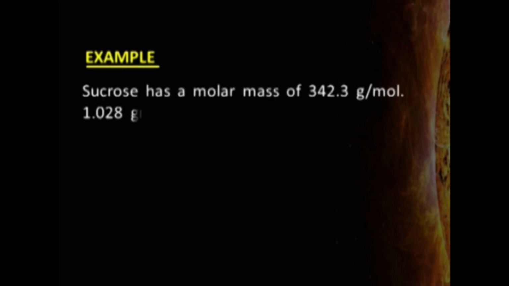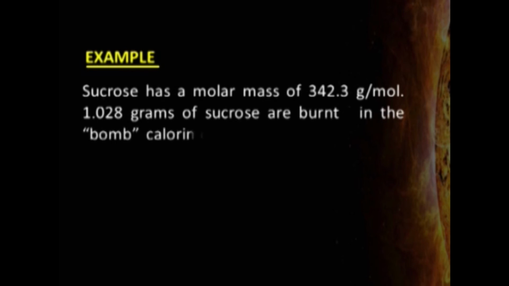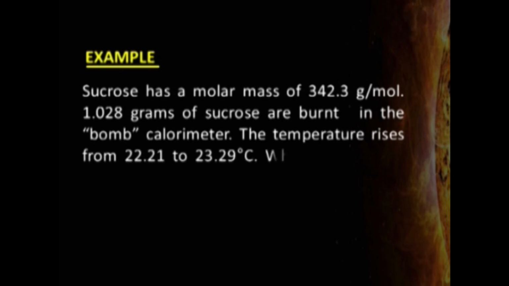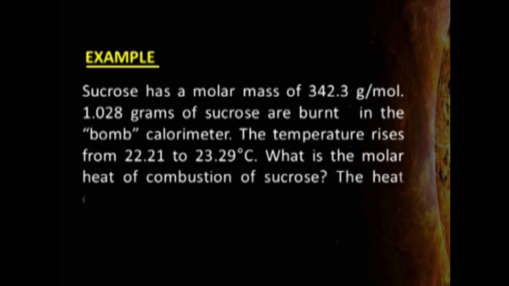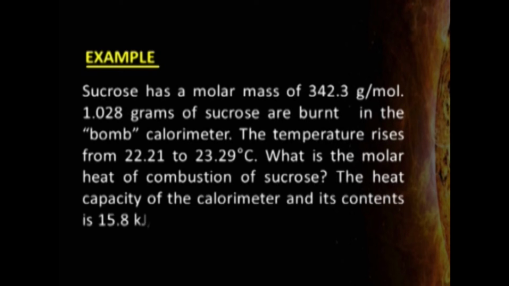After you determine the heat capacity of the calorimeter, you can find the heat of combustion of any of the substances. For example, sucrose has a molar mass of 342.3 grams per mole. 1.028 grams of sucrose are burned in the bomb calorimeter. The temperature rises from 22.21 to 23.29 degrees Celsius. What is the molar heat of combustion of sucrose? The heat capacity of the calorimeter and its contents is 15.8 kilojoules per degree Celsius.